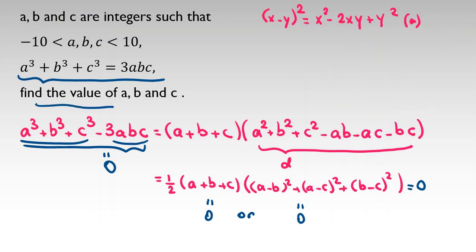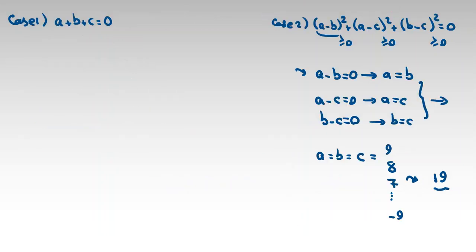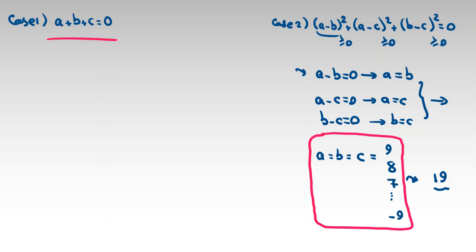The problem says find the value of A, B, C. So here we found 19 answers. Let me draw a line around that. Okay. One type of answer is this. Let's focus on this part.